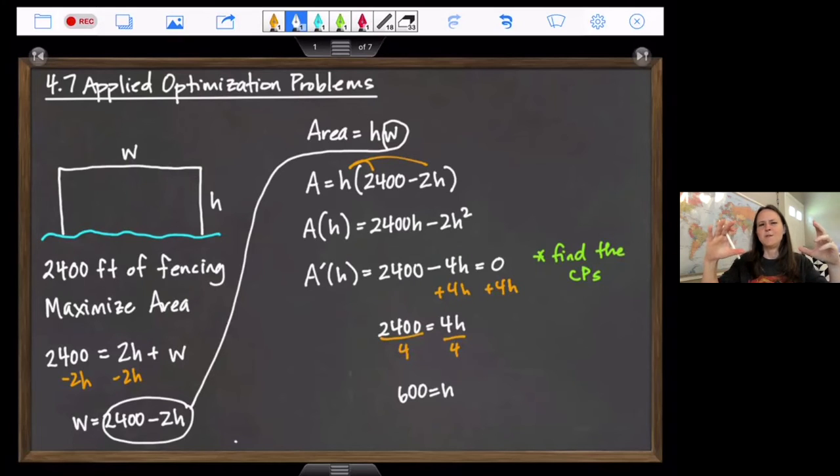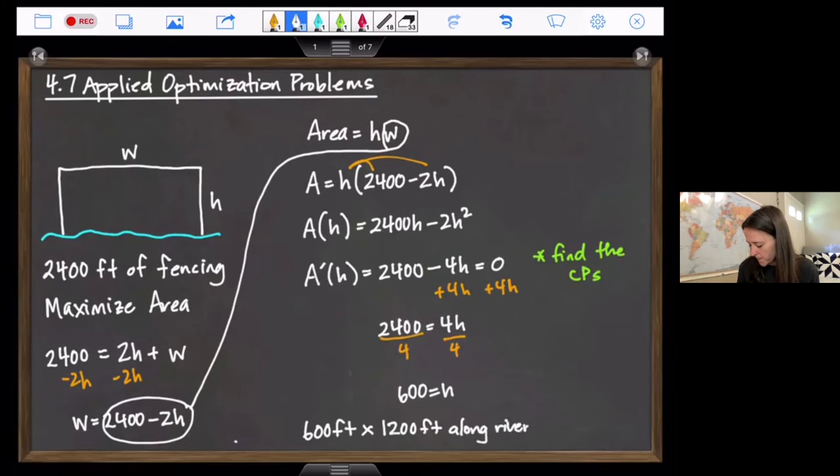Let's see, that's 1,200 feet. And that means that we'll have 1,200 left over to be our width, right? So our pen is going to be 600 feet by 1,200 feet. And just to be specific, we'll say 1,200 feet along the river. All right, and that's going to be our answer.